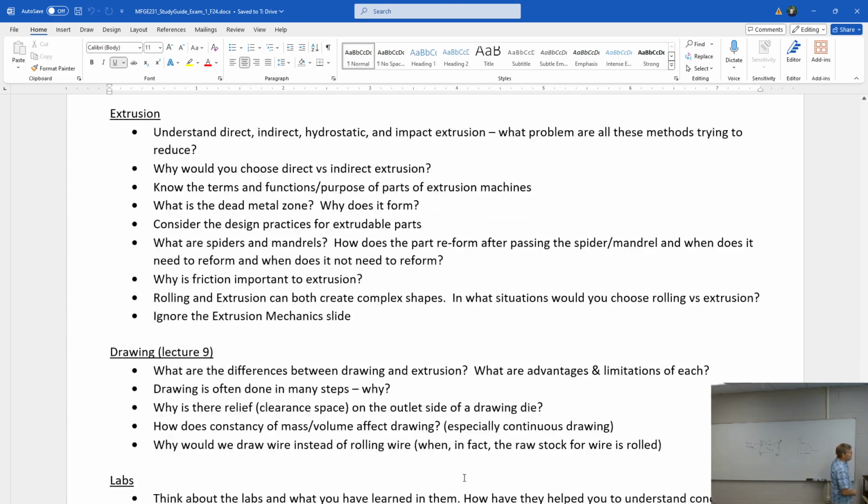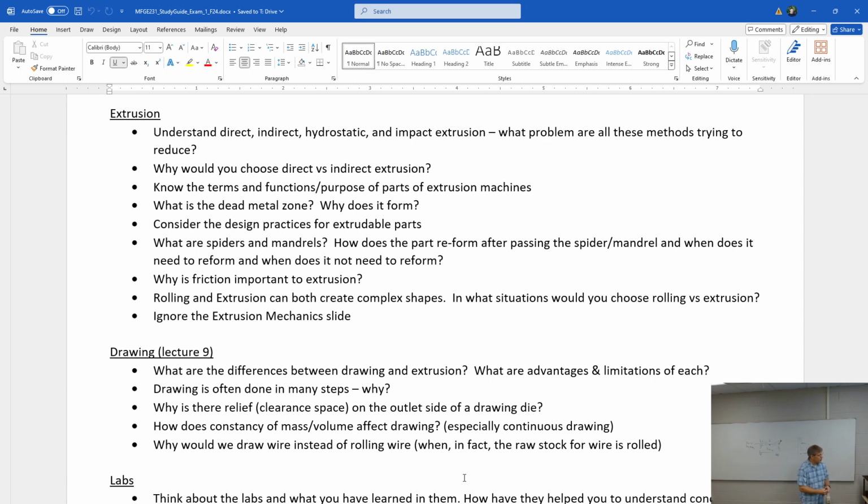Extrusion. You should understand, so we had direct, indirect, hydrostatic, and then impact is a little bit different. But for the first three, what are we trying to address? What is the big problem in extrusion? What's the big thing that we have to get around? Friction, that's right. Friction kills us in extrusion, and actually kills us in drawing too. But all of these are ways of trying to get around or reduce the amount of friction so that the part will extrude with less force or extrude better.